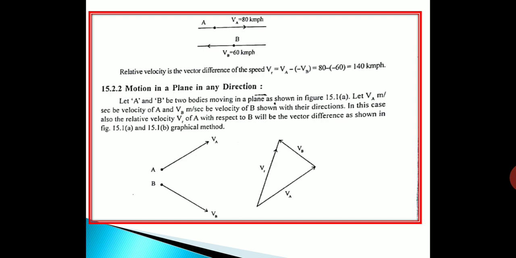Let Va be the velocity of object or body A, Vb be the velocity of the object or the body B. Here we can use the vector concept. The relative velocity of A with respect to B will be the vector difference as shown in the figure. Okay, so we can use the vector method, or an easier way is to use the graphical method. Don't worry much about this. These are just for the content, because the problems have been asked only based on the formulas.